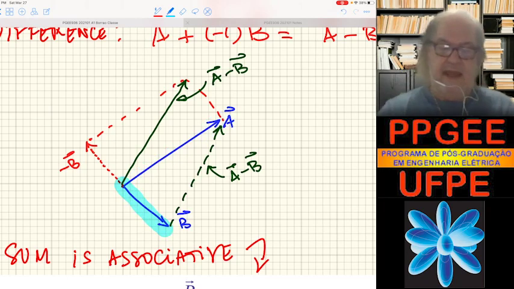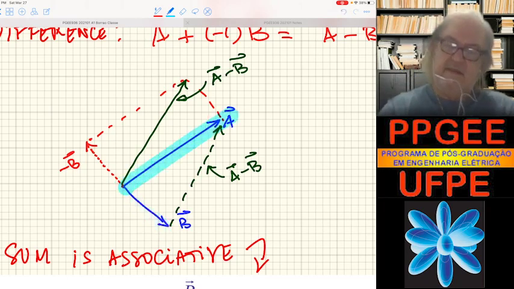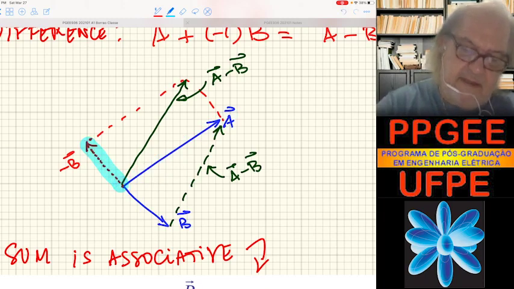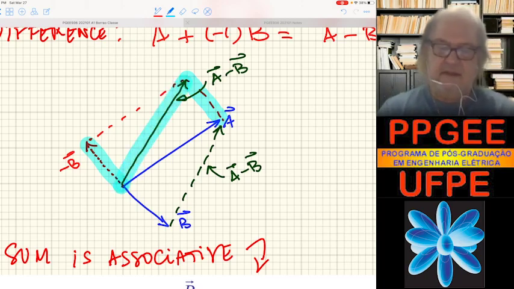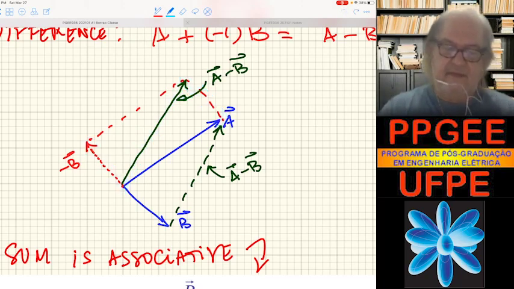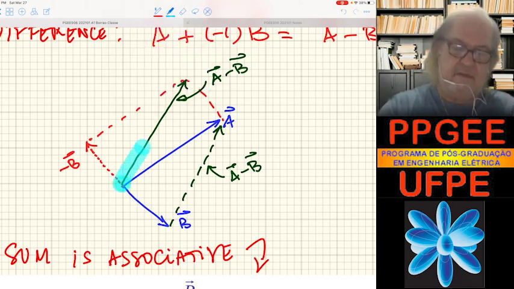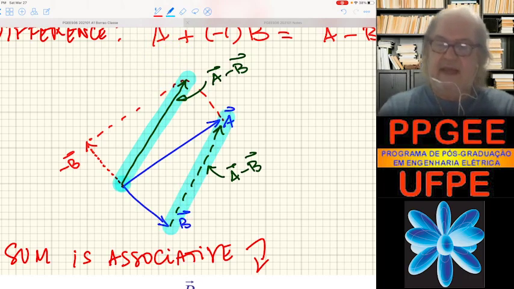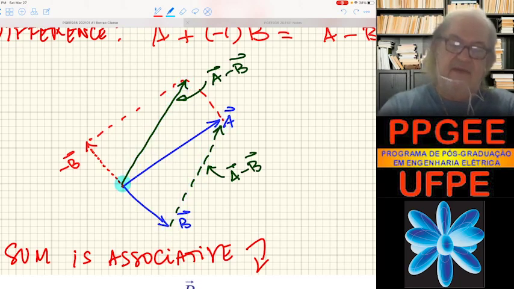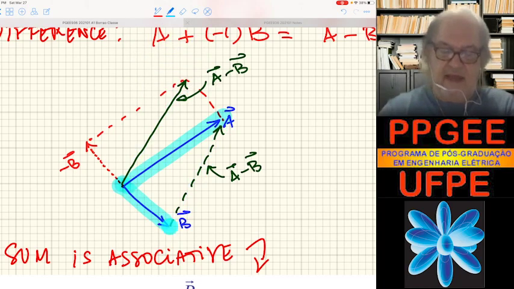So what we do is to sum A plus minus B, using the same parallelogram rule. You pick B, translate it to the end of A, and make the resulting vector. So this, in practice, is the same as translating this vector to this part. So what happens here? The rule is you have A and B. To make the difference, you go from the end of B to the end of A, and you have the difference A minus B. That's the geometrical way to do it.